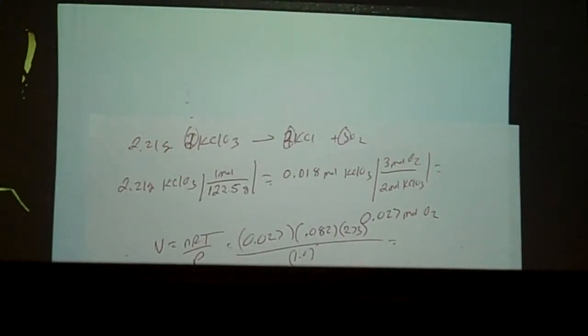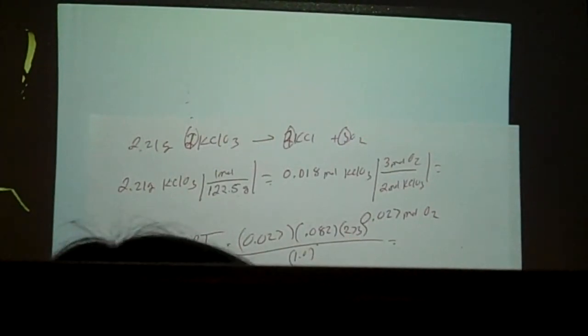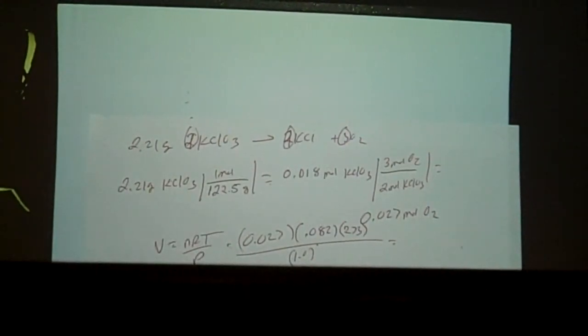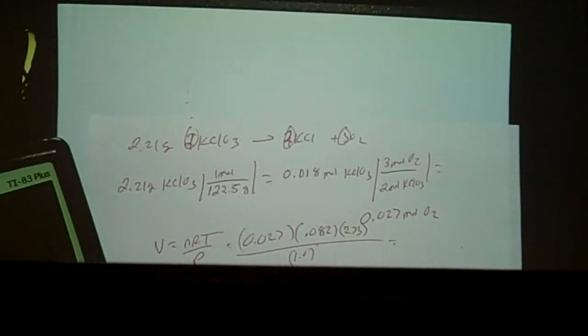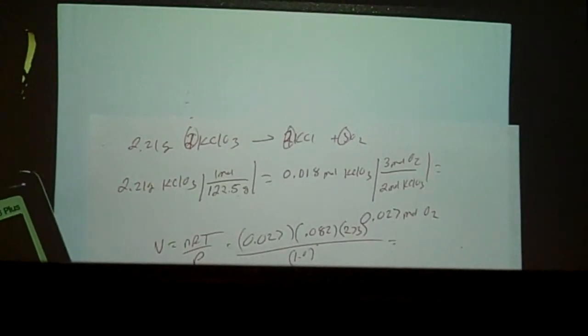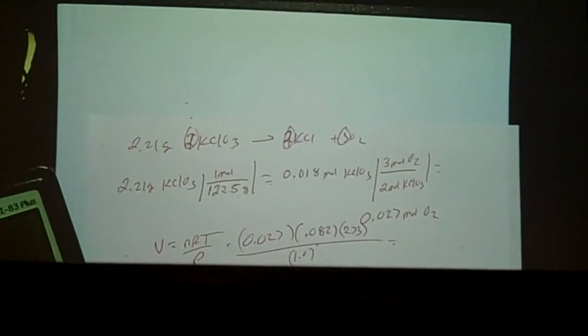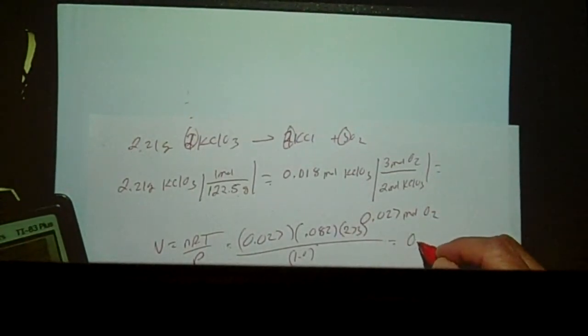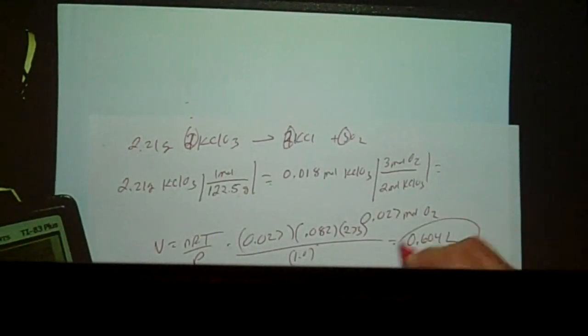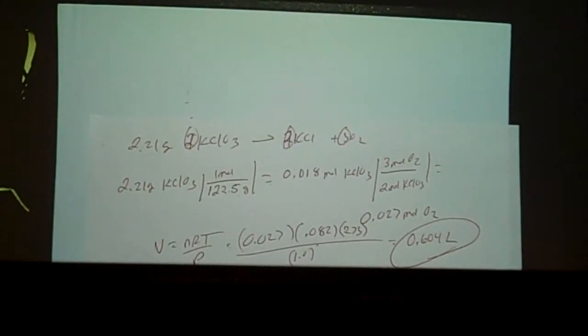Say again? We're at standard temperature and pressure, 0 degrees Celsius. For gases, you're not freezing the gas. You're freezing water, you're not freezing the gas. Okay, so do all this math. 0.027 times 0.082 times 273 divided by 1 equals 0.604 liters. So that would be the volume, 0.6 liters. A little more than half a liter of oxygen gas will be produced.